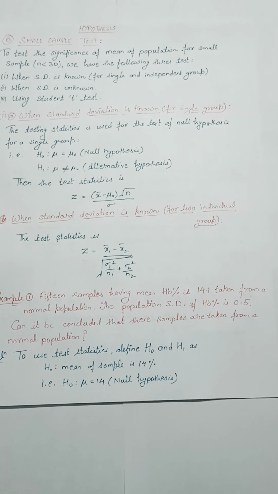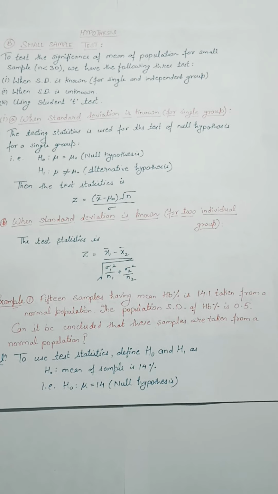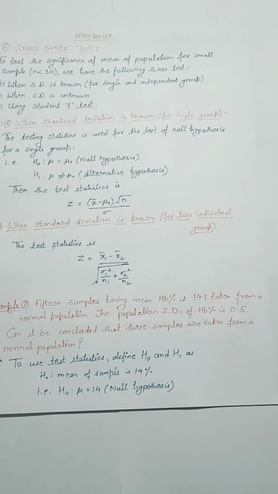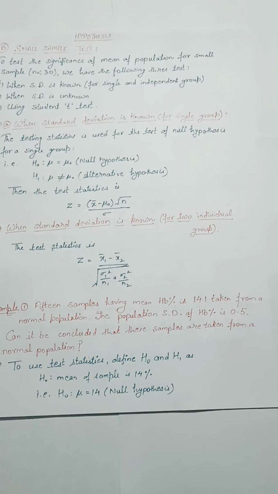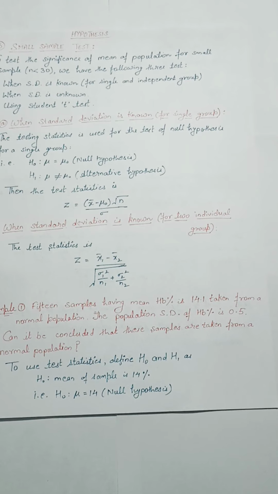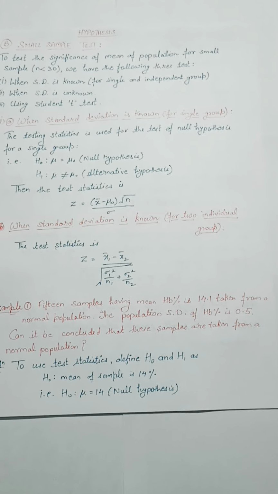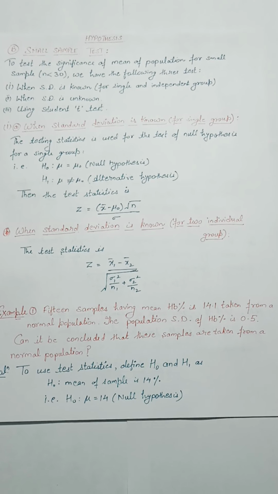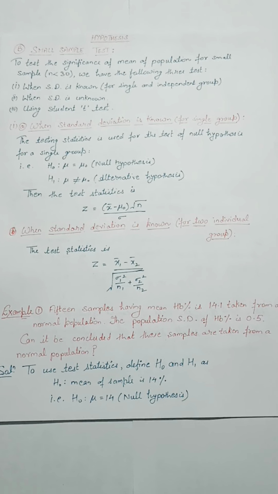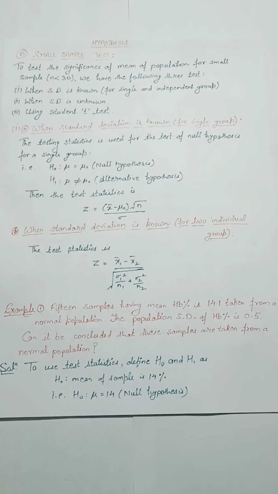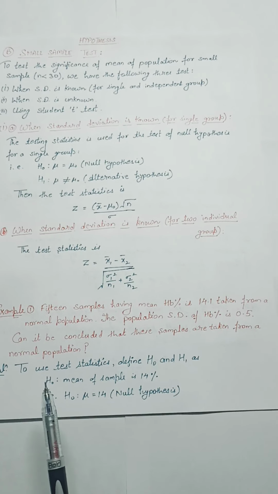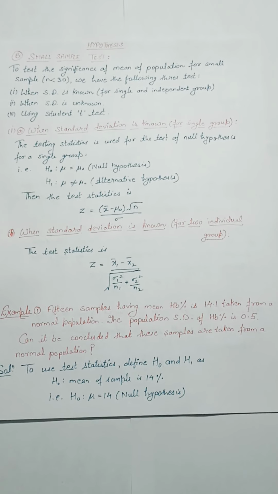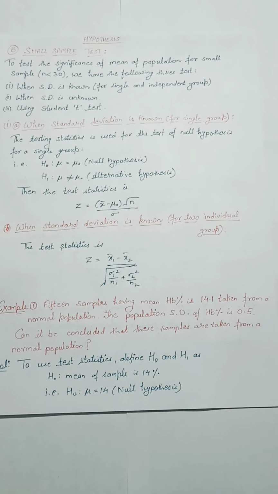15 samples having mean hemoglobin percent as 14.1 are taken from a normal population. The population standard deviation of hemoglobin percent is 0.5. It is asked to you, can it be concluded that these samples are taken from a normal population? So for this, let us start our solution. Let us use the z test statistic.